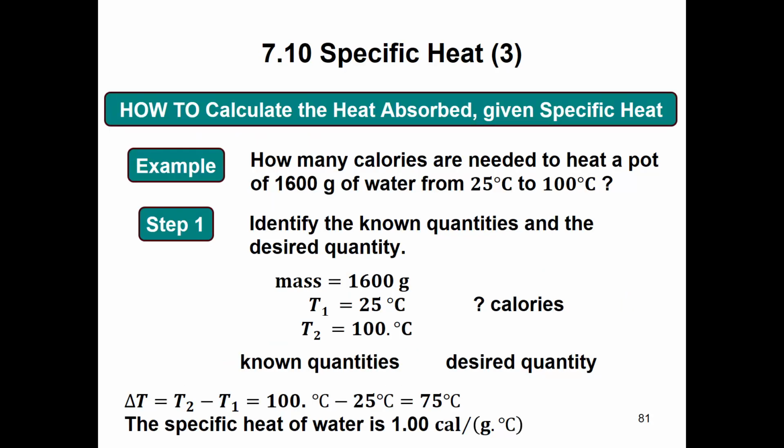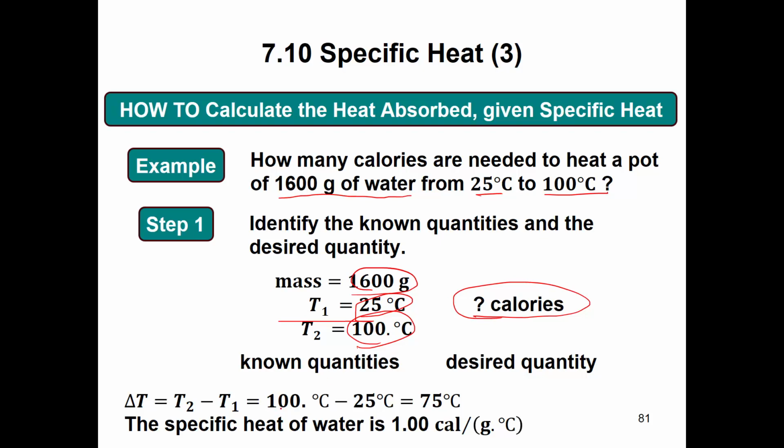So if we work a specific heat problem, it's going to ask you how much heat you add to something. So how many calories are needed to heat a pot of 1,600 grams of water from 25 degrees to 100 degrees? All right. So I'm given the mass of 1,600 grams, an initial temperature of 25, a final temperature of 100, and I want to know how many calories it's going to take to do that.